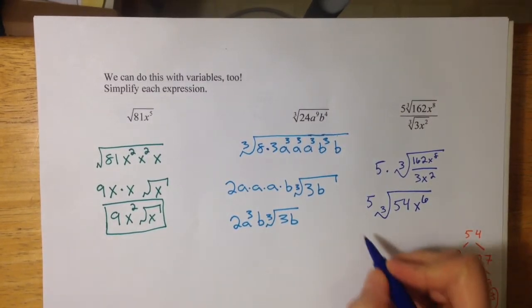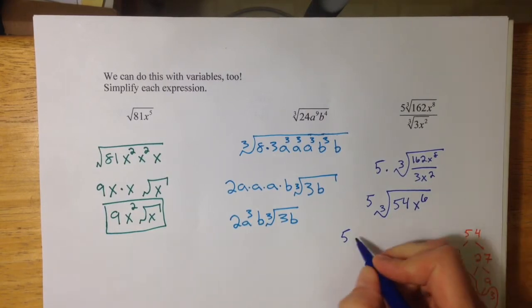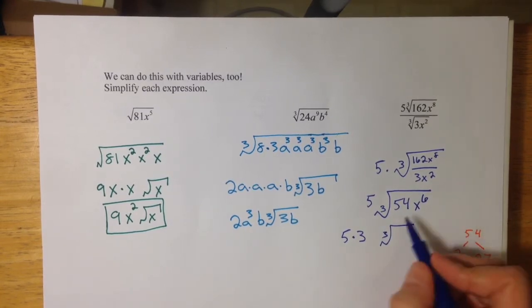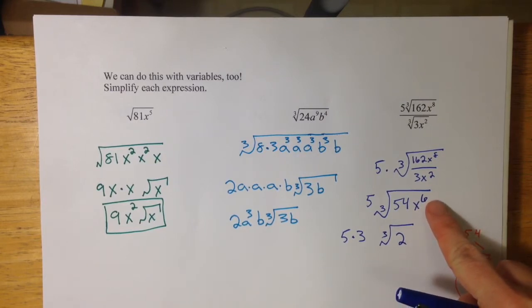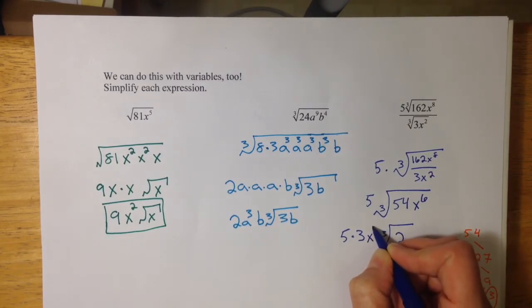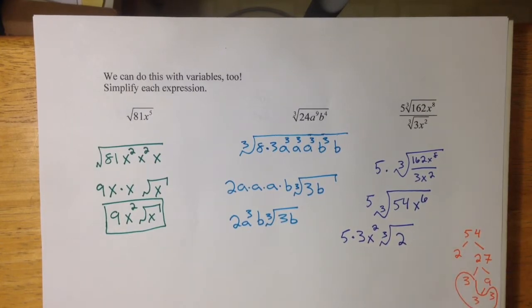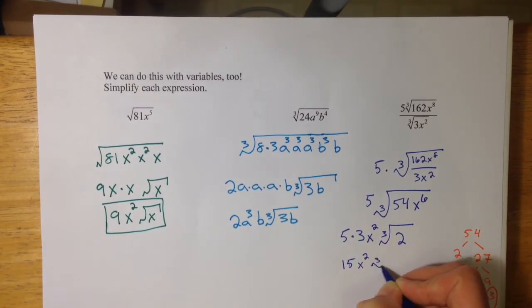So for my next step, I've still got this 5 out front from the very beginning, but this cubed root of 54 will become 3 on the outside, and a 2 left on the inside. For this x to the 6th, notice that 6 divided by 3 is 2 with no remainder, which means that I will have an x squared on the outside and no x's left on the inside. Last thing, we can combine this 5 and that 3 to be 15 x squared times the cubed root of 2.